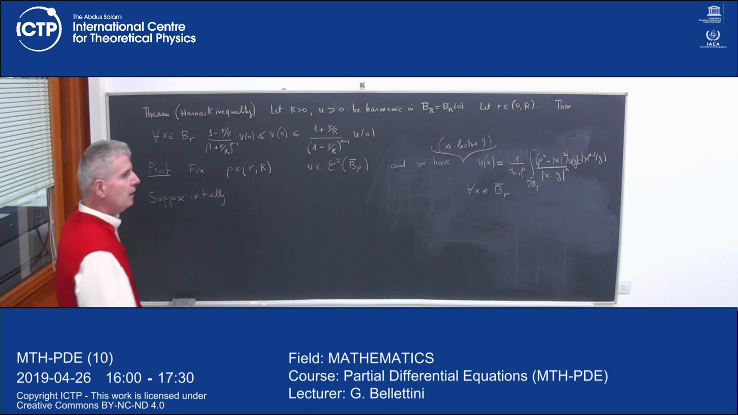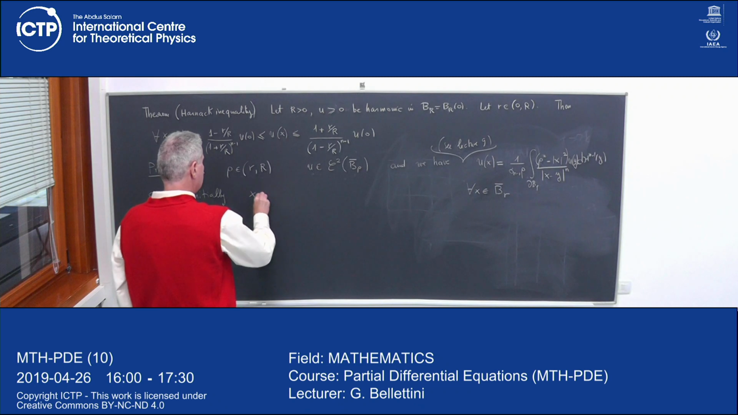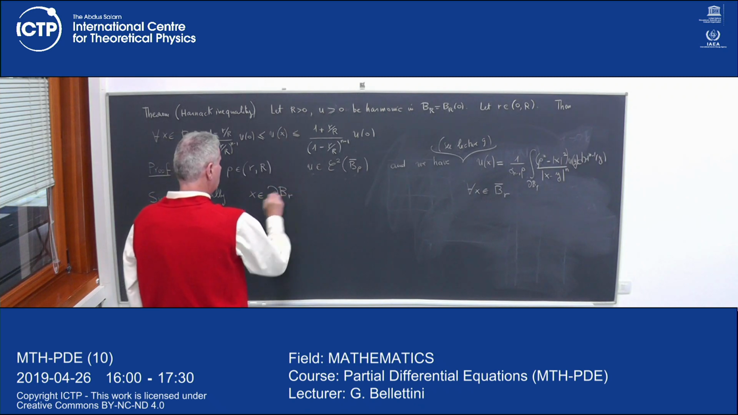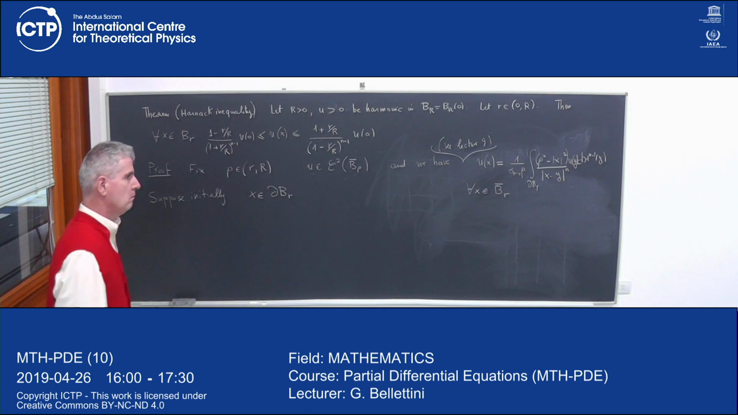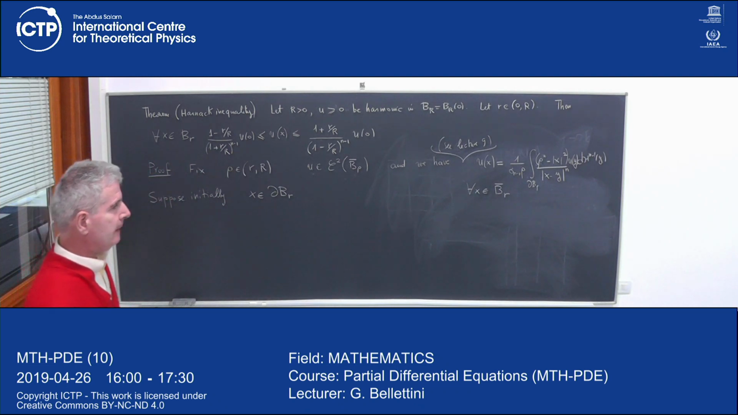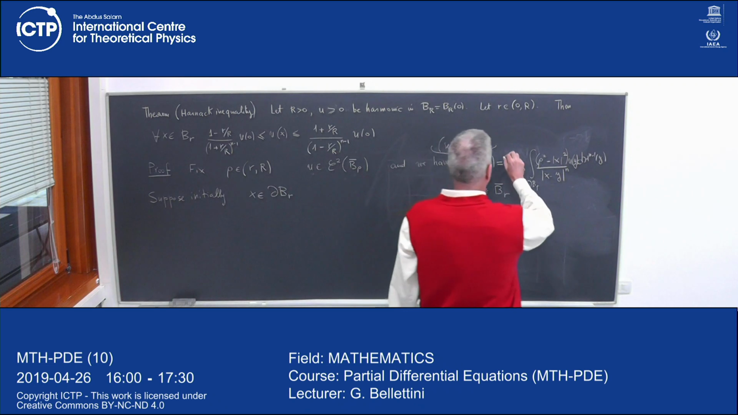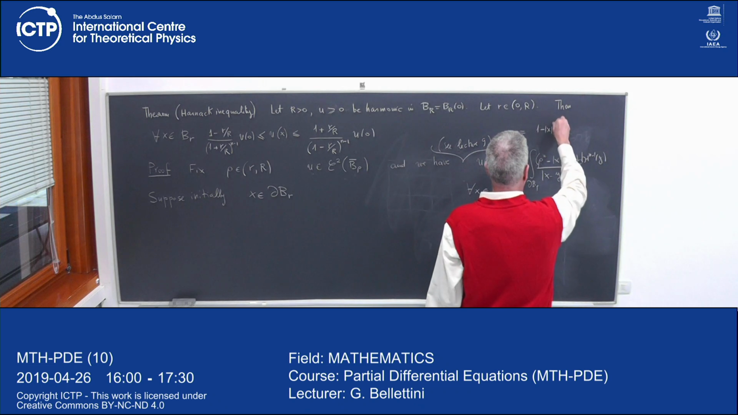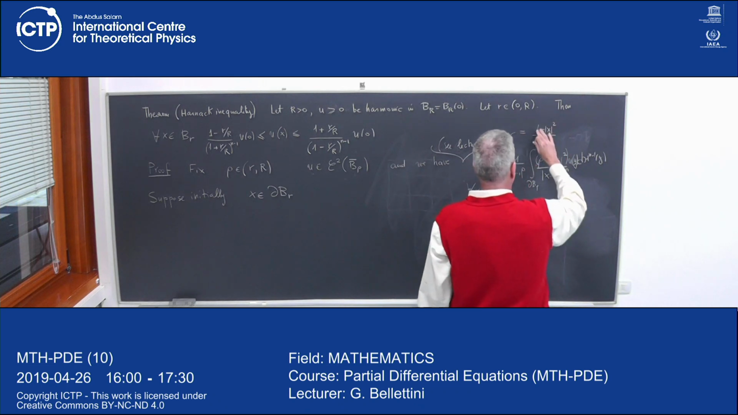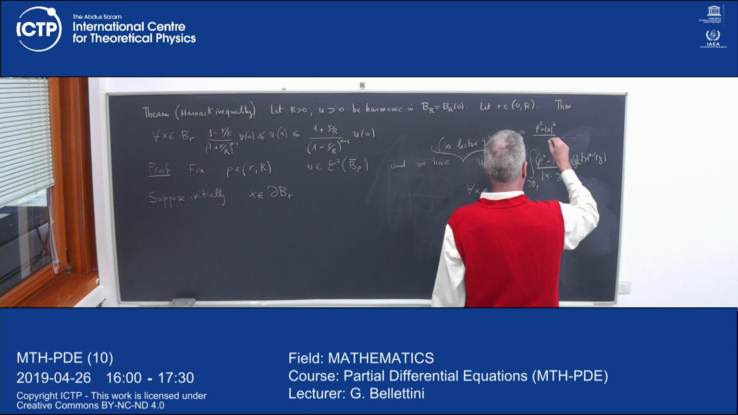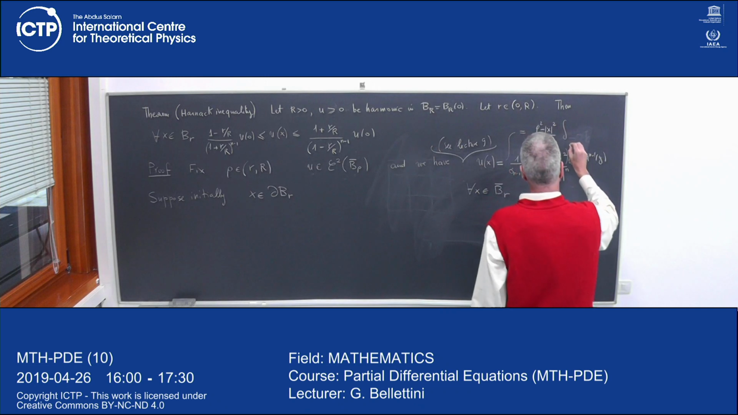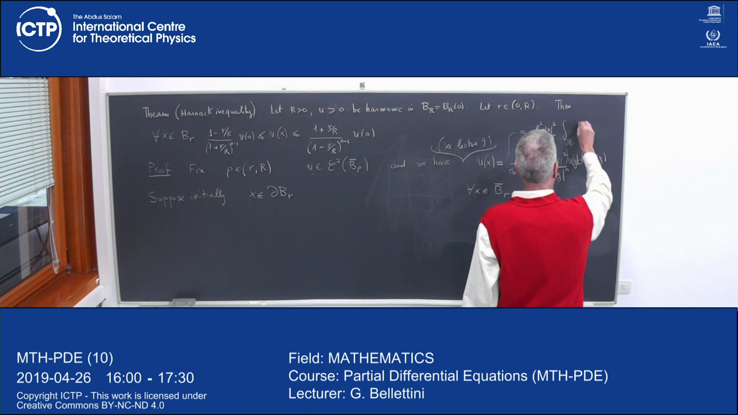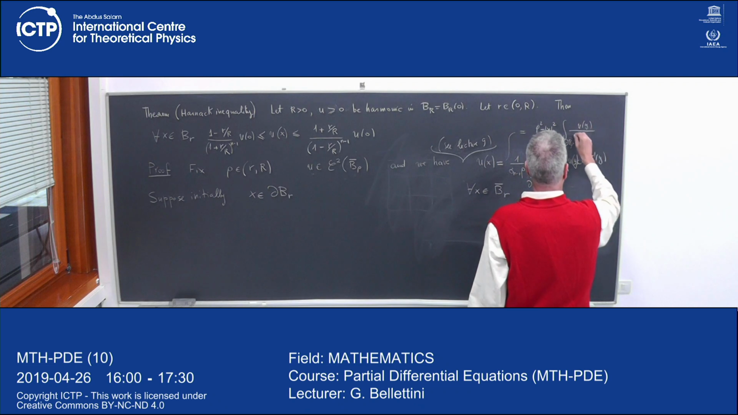Now, suppose initially that x is on the boundary of the ball. Okay, so this clearly is also equal to, because we are integrating with respect to y, rho squared minus x squared, sigma minus 1 rho, integral, x minus y.